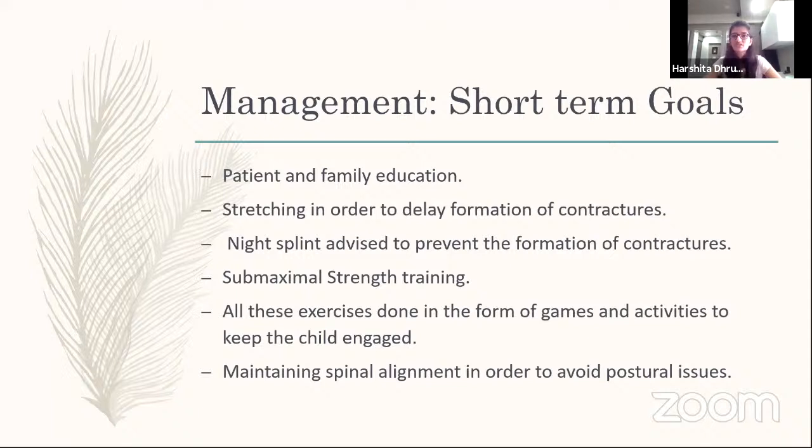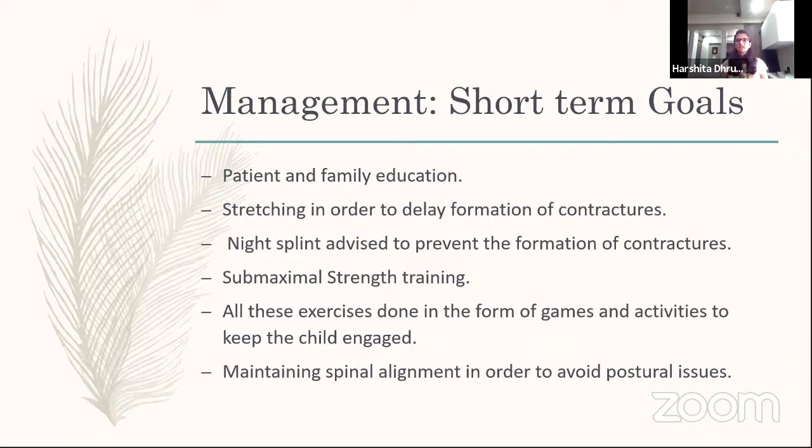Initially, we will stretch the muscles to avoid the contractures, and in the later stages, the contractures are going to be there, but we'll delay its onset for as long as possible, and then once the contractures are there, we'll stretch them for better mobility. Night splints are advised to prevent the formation of these contractures as well. When the baby goes into night, there are some splints specifically.